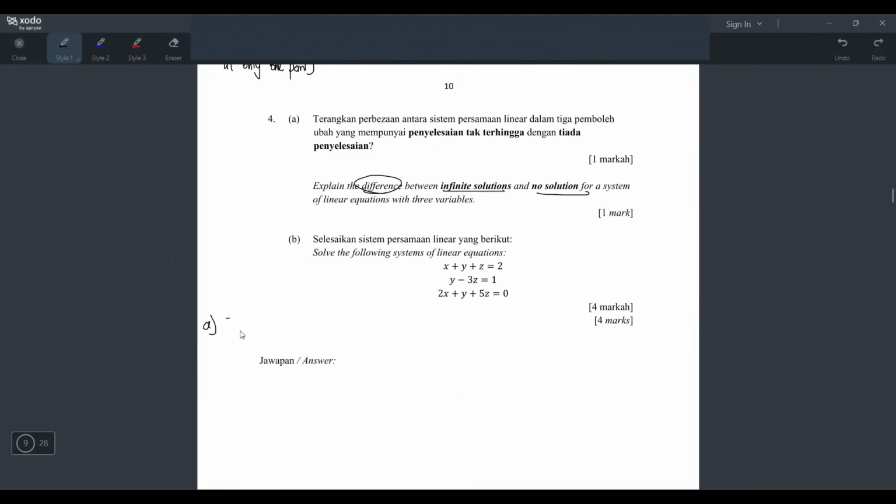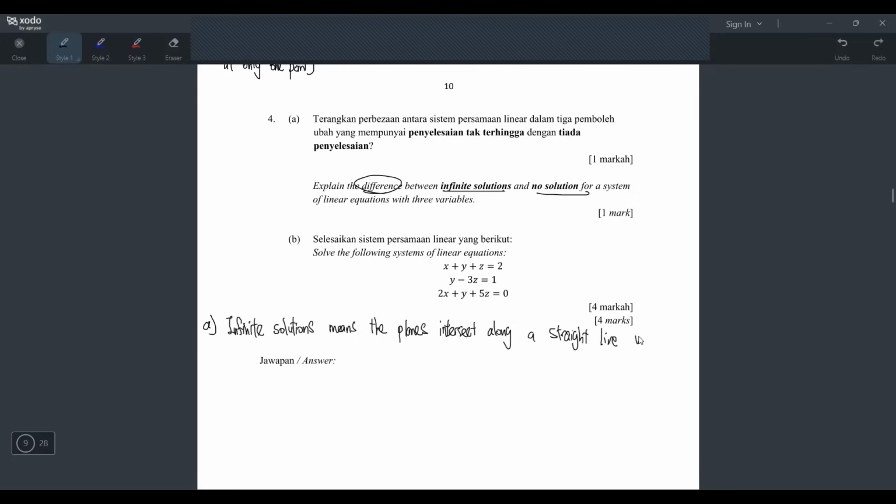So I'm just gonna write infinite solution. So what is the meaning of infinite solution? So infinite solution means the planes intersect along a straight line, right?